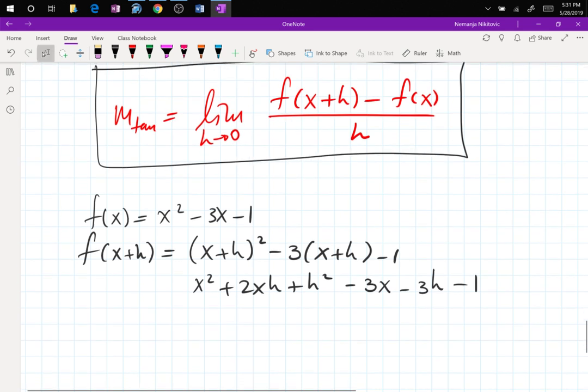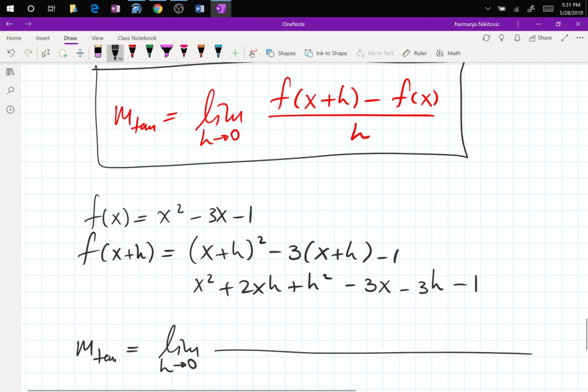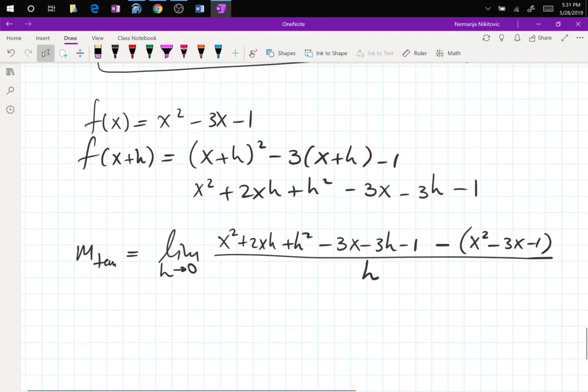So now, to find all slopes that are possible, all we need to do is to calculate the limit as h goes to 0. And now, f of x plus h is going to be this long x squared plus 2xh plus h squared minus 3x minus 3h minus 1 minus x squared minus 3x minus 1 in parentheses, everything divided by h. So m tangent is the limit as h goes to 0.